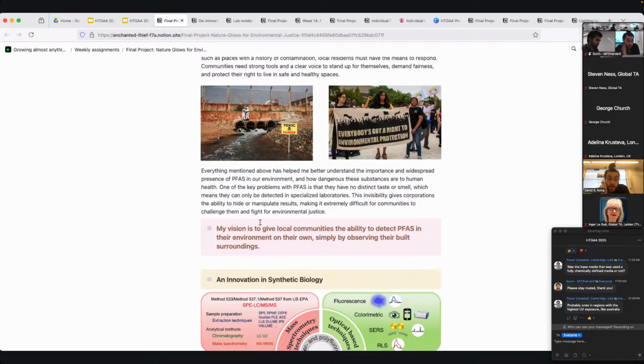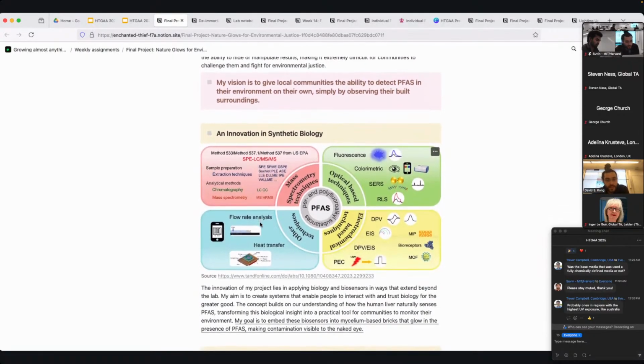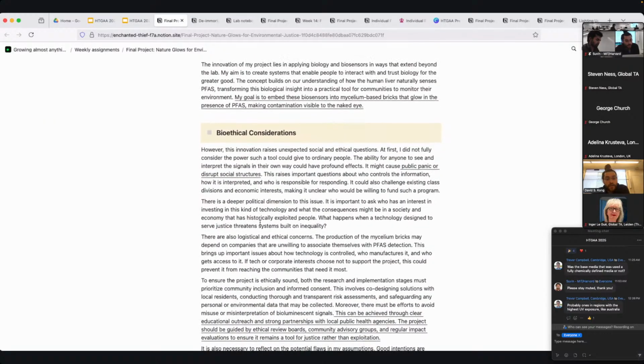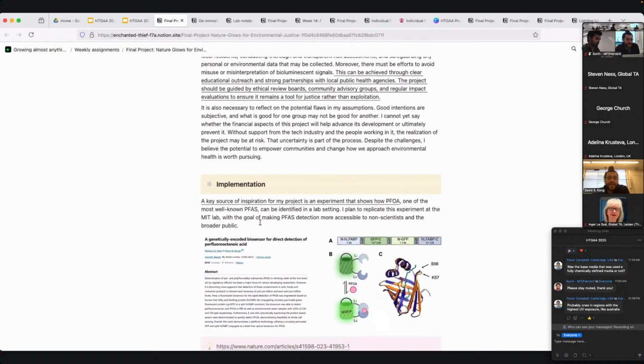My broader vision is to give local communities the ability to detect PFAS in their environment on their own, simply by observing their built surroundings. There are also some bioethical considerations, which are more political. I would say that if this project is developed, I think we'll have a riot here.